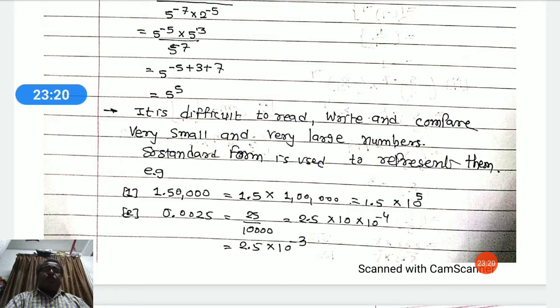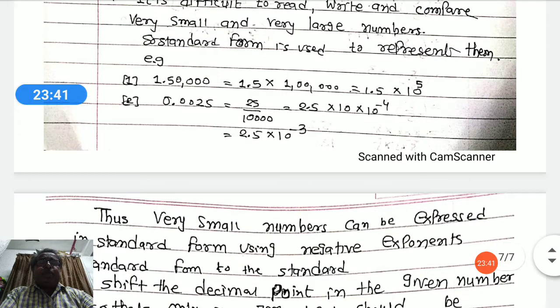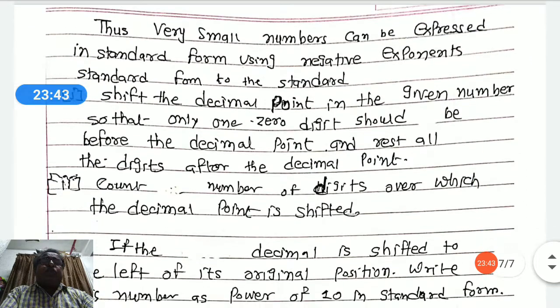Similarly, 0.0025 is equal to 25 divided by 10,000. Its standard form is 2.5 multiplied by 10 multiplied by 10 raised to minus 4, is equal to 2.5 multiplied by 10 raised to minus 3. Thus, very small numbers can be expressed in standard form using negative exponents.